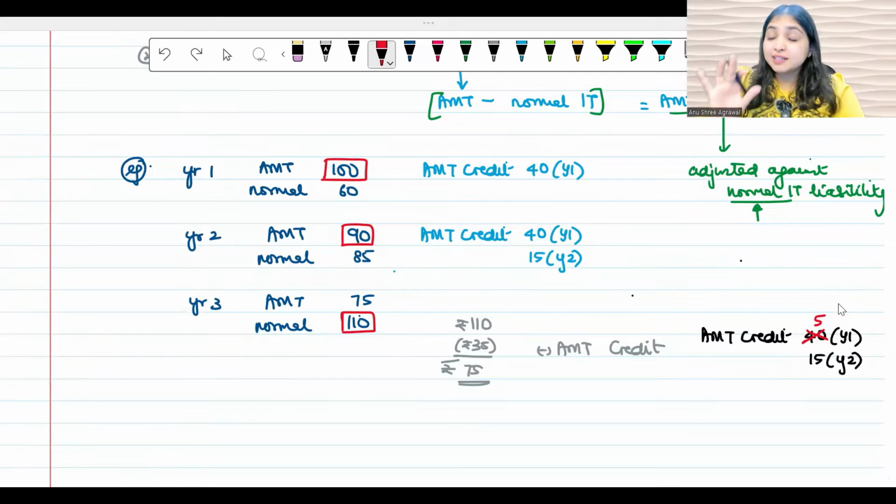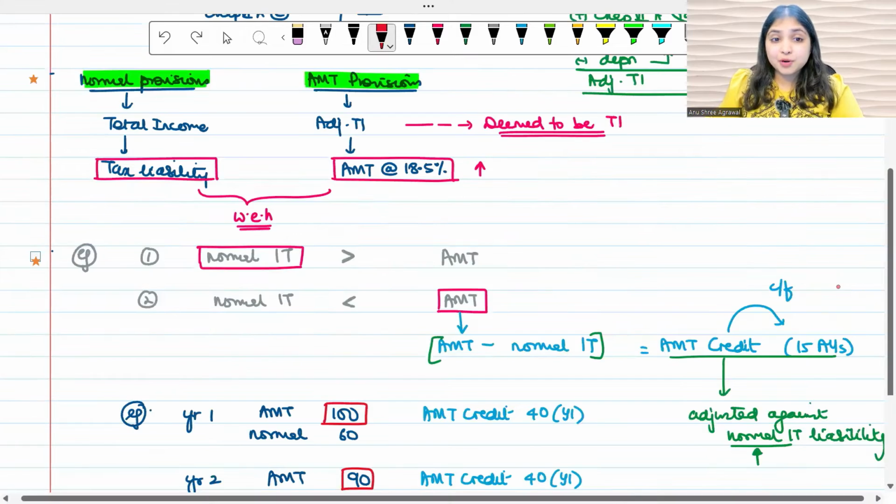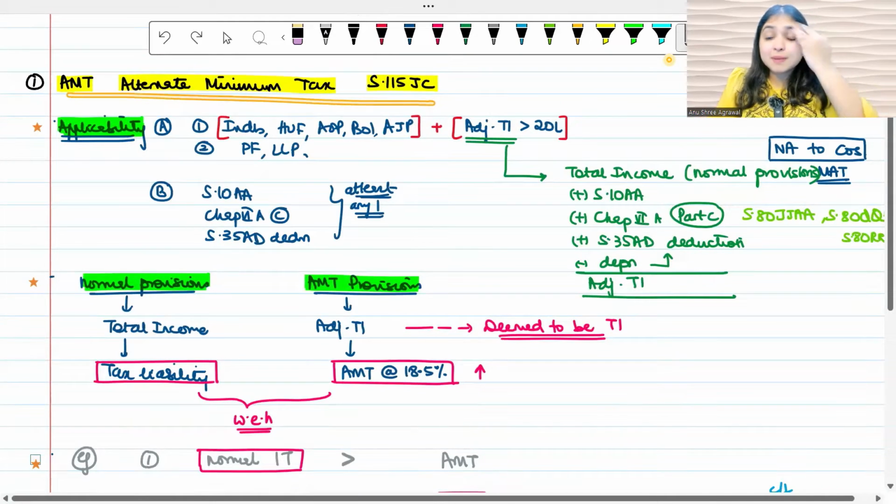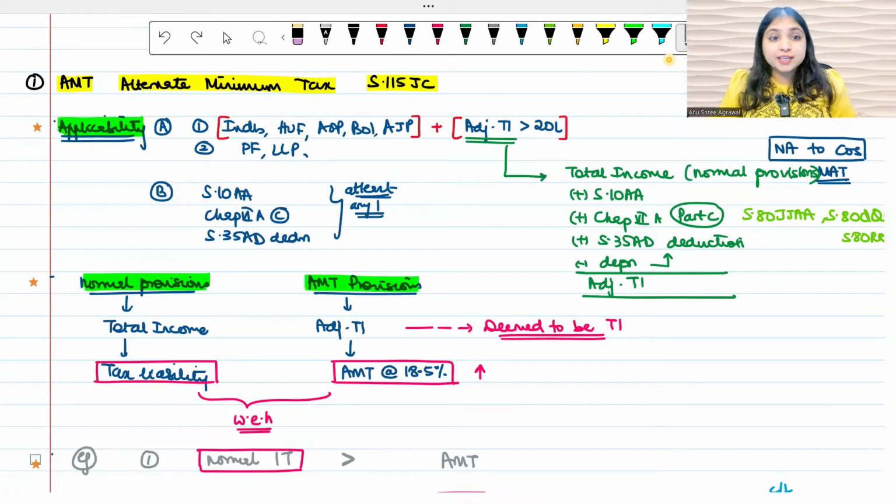This is my entire discussion with you with respect to the provision about AMT. Can we revise it one final time? Yes, guys, come on, listen to me carefully. What are we talking about? We're talking about alternate minimum tax. Remember the section number, section 115JC.